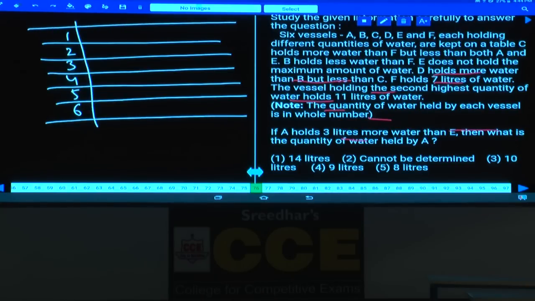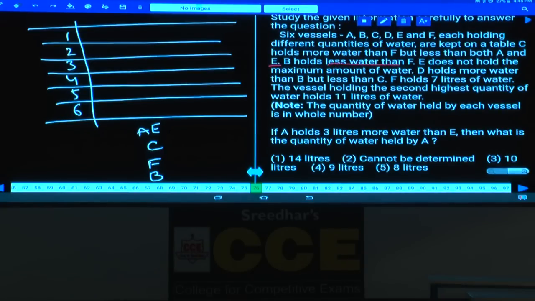Then what about condition number 1 here? And on a table, C holds more water than F, but lesser than both A and E, isn't it? This is how we can represent the data. Lesser than A and E. Next one, B holds less water than F, we can represent here.